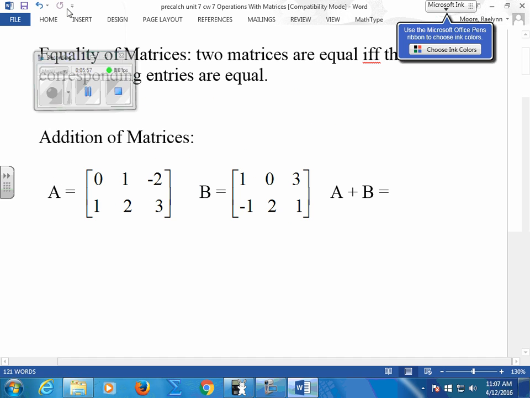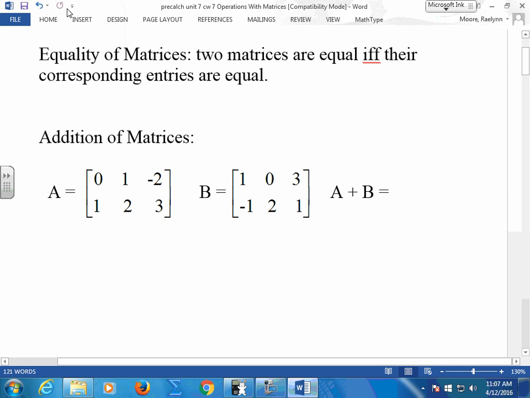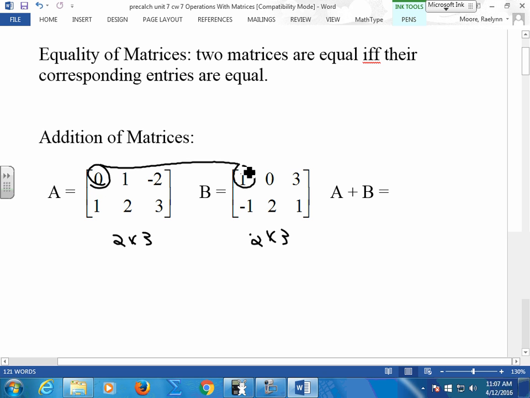I'm going to just go element for element. This is 2 by 3. This is 2 by 3. So when we add them, let's just look at how you would physically add them. You would take this element and this corresponding element and add them.